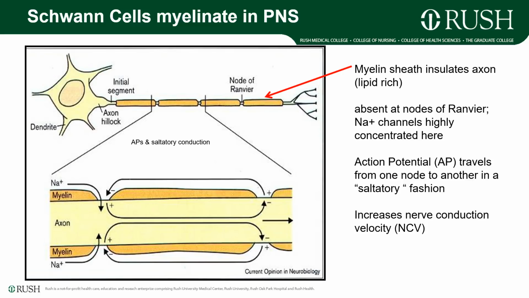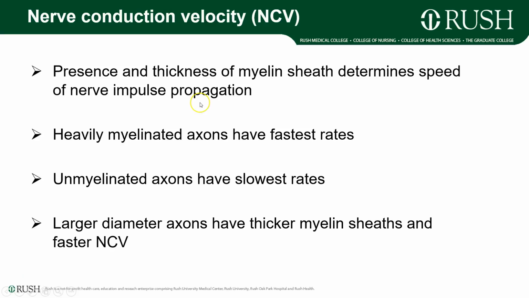But that jumping is important, and this myelination is also critical for nerve conduction velocity. You will hear a lot more about that in physiology. The presence and thickness of the myelin sheath determines the speed at which the nerve impulse propagates. Axons which have faster velocities are heavily myelinated, and conversely, unmyelinated axons have slow speeds. Larger diameter axons obviously have thicker myelin sheaths and are faster at conducting the impulses.